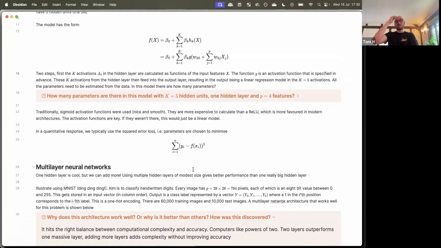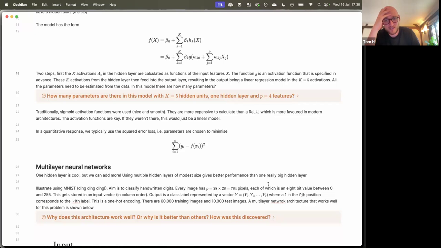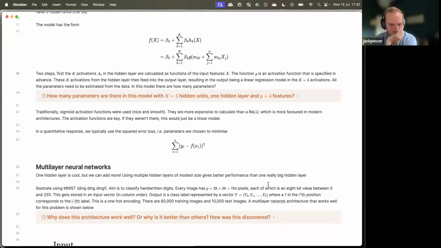Of course, one hidden layer is cool and you can do a lot with it, but we can just keep adding more. Using multiple hidden layers of modest size gives better performance than one really big hidden layer. And they illustrate that using MNIST. Ding, ding, ding, there we go. We got 29 lines into our notes before we hit MNIST.